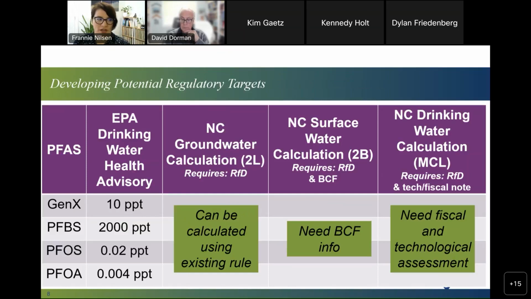To take a closer look at this, as far as our groundwater calculations or our 2L rules, we can calculate this particular rule the way it is written, it is currently in existence based on the reference dose. The surface water calculation is a little more complicated, and we need information on what are called BCFs. It's a bioconcentration factor. And I'm going to explain that a little deeper in a second. And then finally, our drinking water calculation requires a lot more information to be gathered before we can add anything to the rules. And so we need to do a physical and technological assessment, which is a lot more complicated than the other 2.